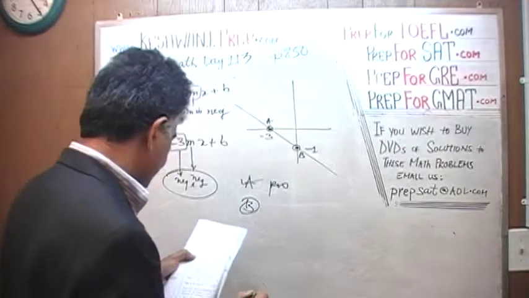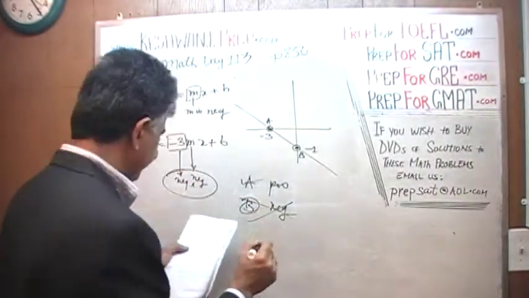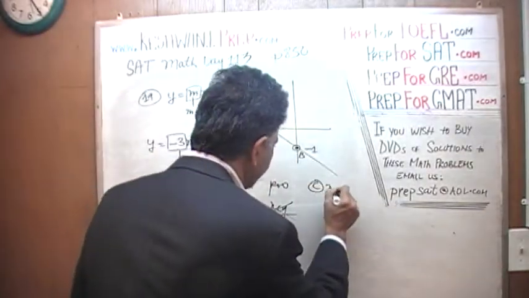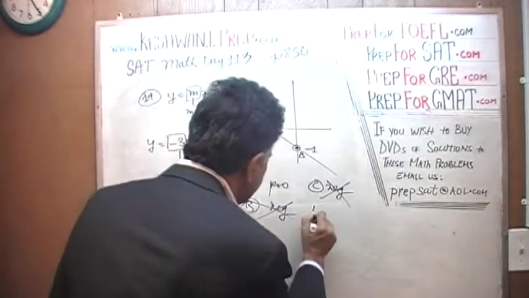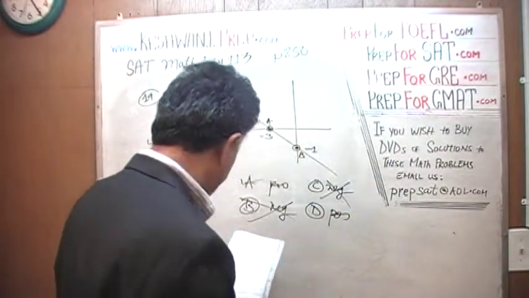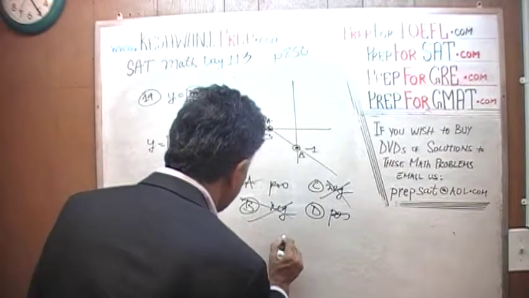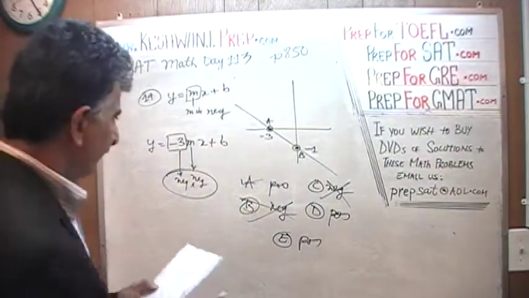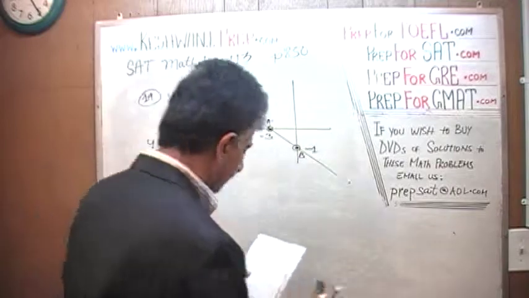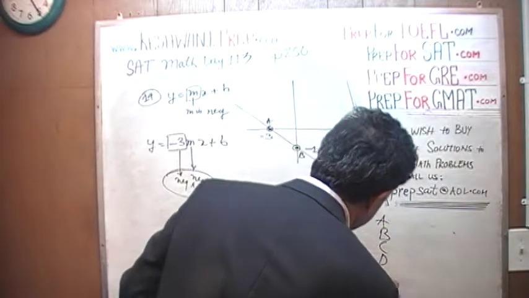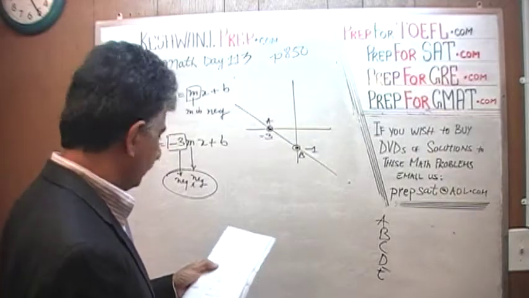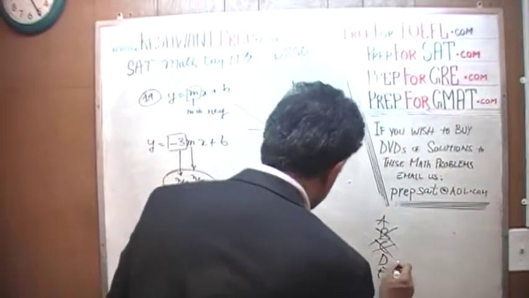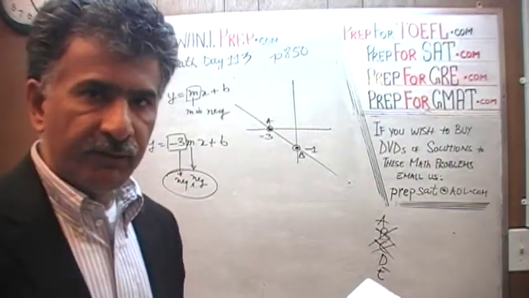B is a negatively sloped line. That's no good. B cannot be the right answer. C is also negatively sloped. That's no good. D is a positively sloped line. And E is a positively sloped line. So C and B are gone. We have 3 answer choices with a positive slope.